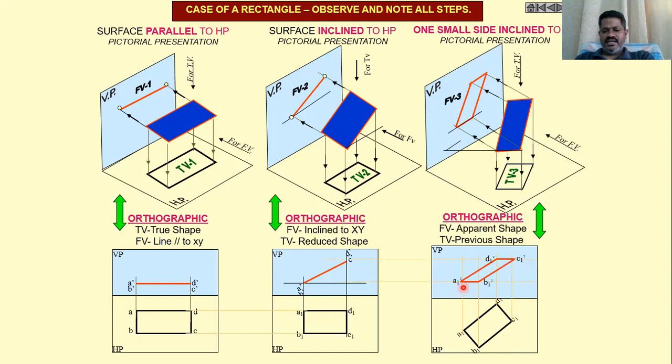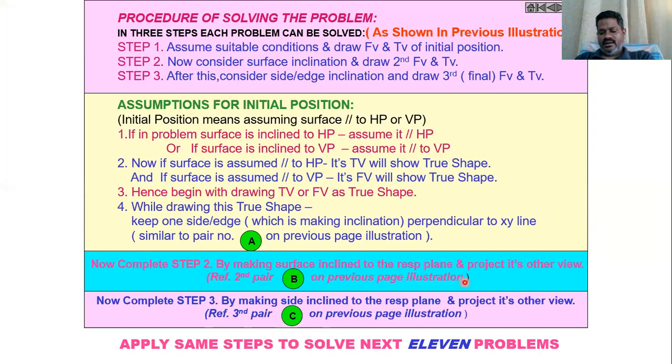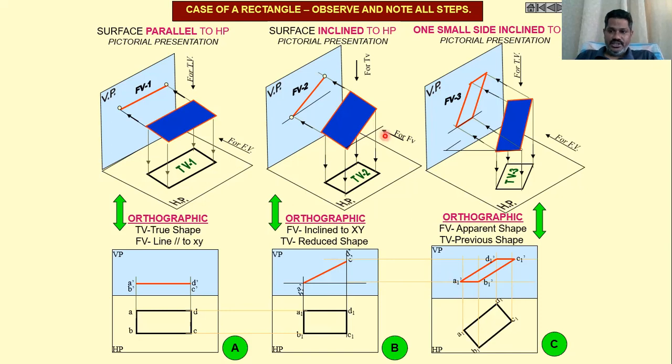Then we will get A1 dash here. Then similarly B1 and B dash, we will get B1 dash, C1 and C dash, we will get C1 dash, D1 and D dash, we will get D1 dash here. Then these are the three cases that we need to follow while drawing the projections of the planes.